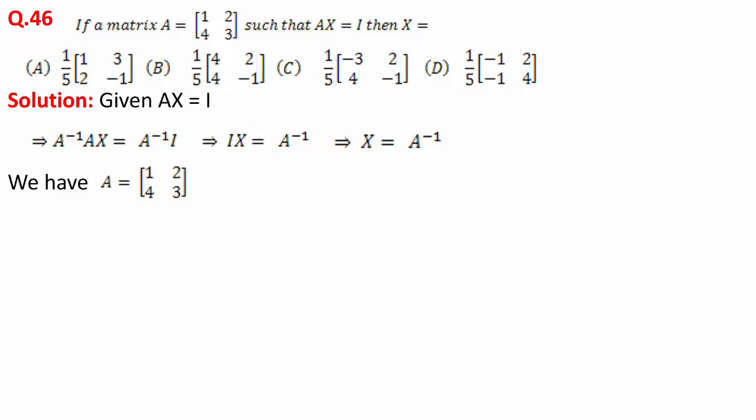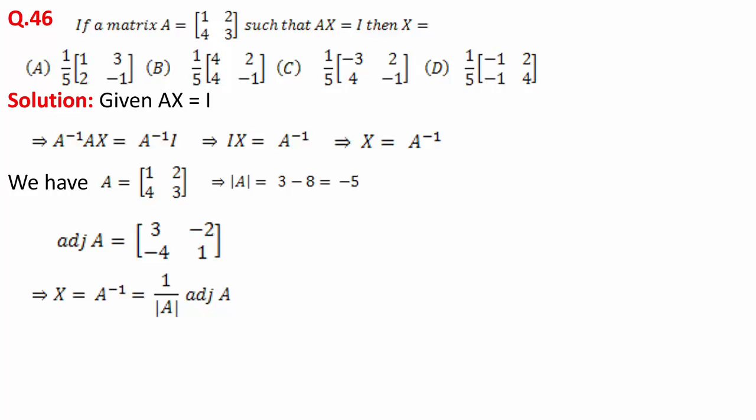We have A equal to 1, 2, 4, 3. This implies that determinant of A equal to 3 minus 8 equal to -5, and adjoint of A equal to matrix 3, -2, -4, 1. Therefore, X equal to A inverse equal to 1 upon determinant of A into adjoint of A, which is 1 by -5 into 3, -2, -4, 1.